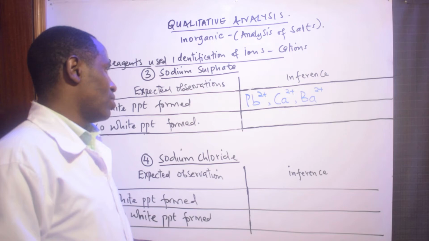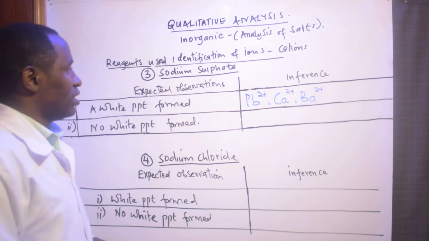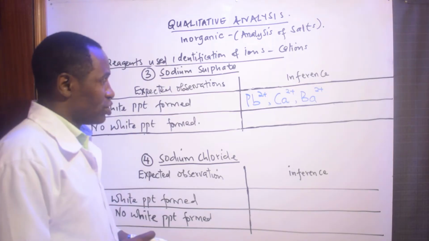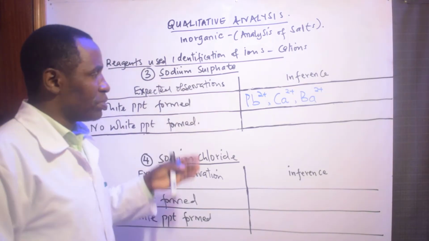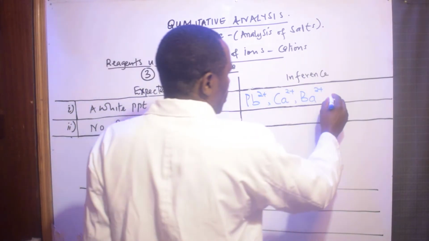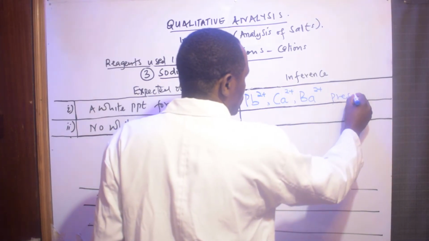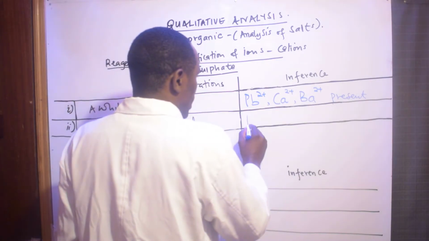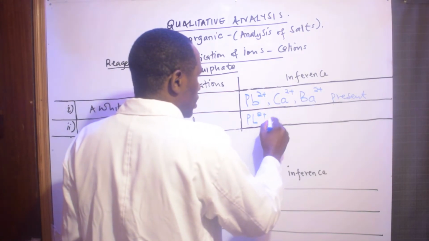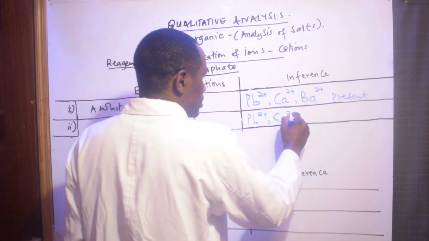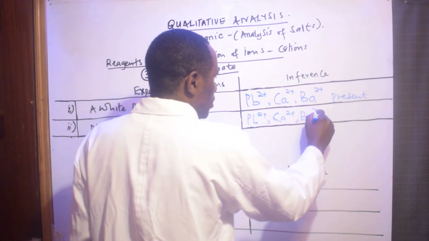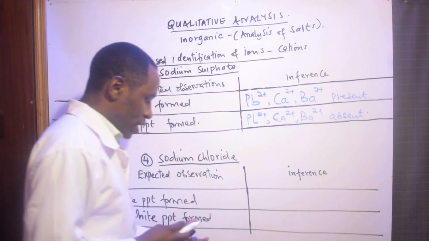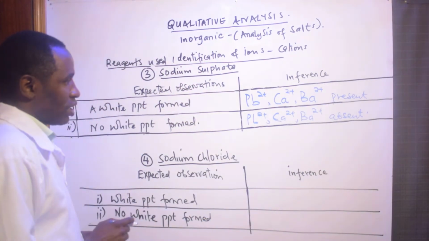Now when you're working out this qualitative analysis, you must not always get positive observations. Sometimes you get negative, for example, no white precipitate formed. Of course, this would mean that these are absent. When you don't form a precipitate, that means that these ions here are absent. That is what we are actually talking about.